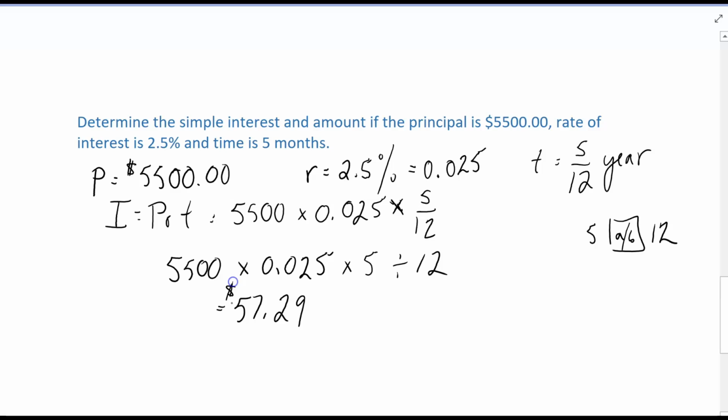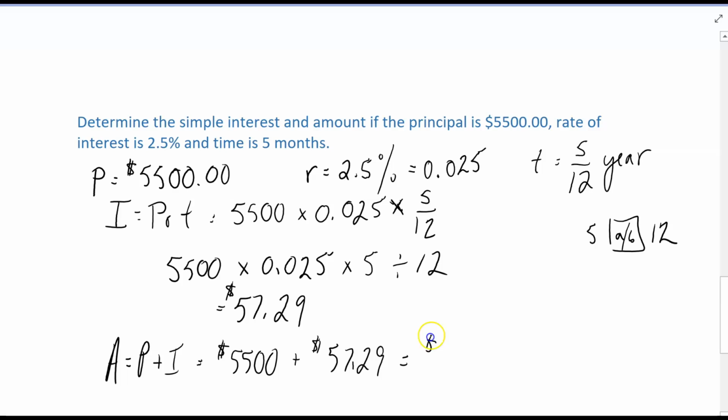So $57.29 is the interest. The amount then is the principal plus the interest, which is $5,500 plus $57.29. All right, so this is $5,557.29.